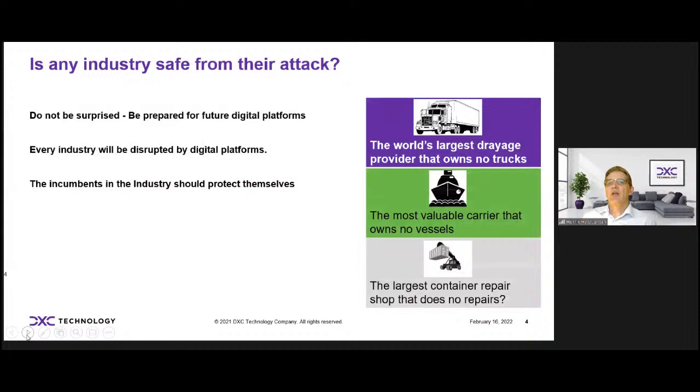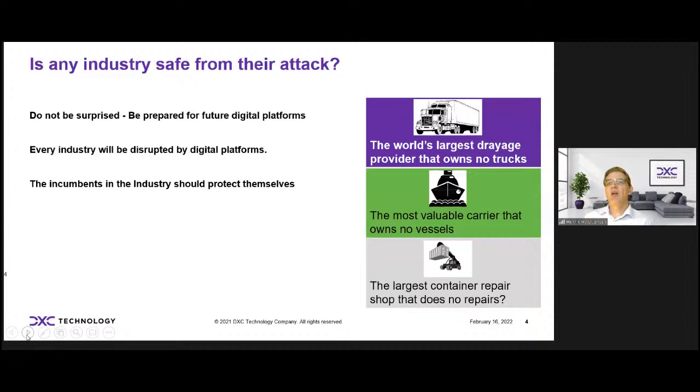So is any industry safe from the attack? I mean, the best platform will control the industry. And within a few years, many industries will have a new set of market leaders that use the digital platform model to achieve this position. This can also include the incumbents in global trade, which means that the profits and revenues of these incumbent companies will be drained.